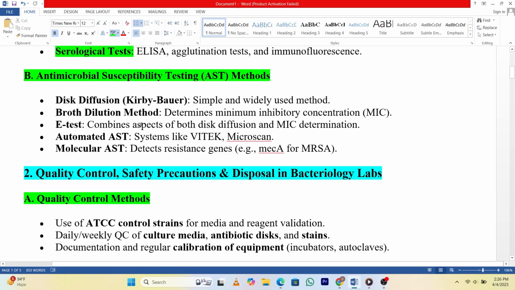Disk diffusion, Kirby-Bauer: a simple and widely used method. Broth dilution method: determines the minimum inhibitory concentration, MIC. E-test: combines aspects of both disk diffusion and MIC determination. Automated AST: systems like VITEK, MicroScan. Molecular AST: detects resistance genes, e.g., mecA for MRSA.